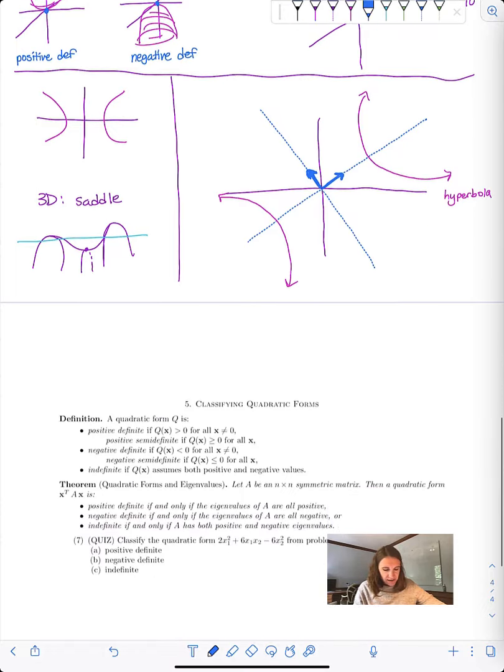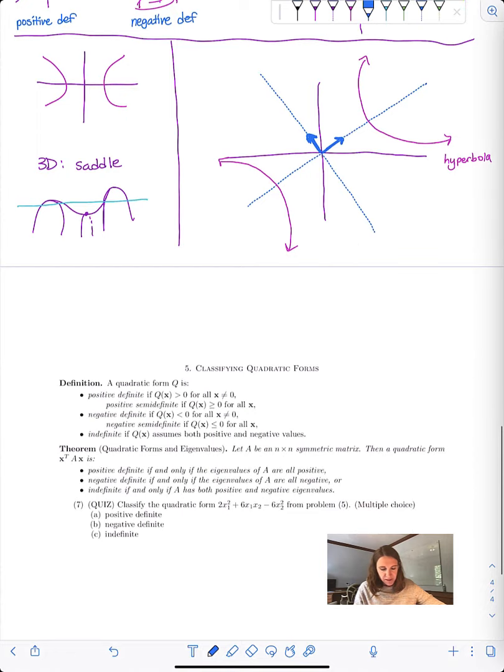And we have a really nice theorem that we're not going to go through the proof of, but that basically says you can figure out whether a matrix, or its corresponding form, we use those interchangeably, is positive definite or negative definite based on its eigenvalues. Positive definite is when your eigenvalues are all positive. Negative definite is when your eigenvalues are all negative. And indefinite means you have some of each.